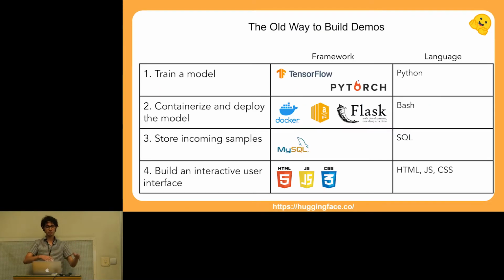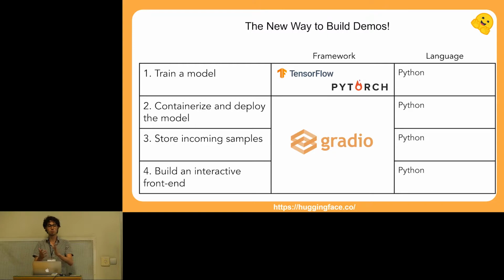So in the old ways, you would use different tools all across the stack. If you train your model with TensorFlow, PyTorch, that's Python, right? Then you will create your containers with Docker, Flask, Amazon Web Services, Cloud. Then you will want to maybe store your examples. So if you want people to be able to flag, for example, worrying outputs of the model, you will want to store that in a database. And finally, you will need to write this nice web UI with HTML, JavaScript, and CSS. So all of these are different tools, and it's not very easy for someone from the ML world, right?